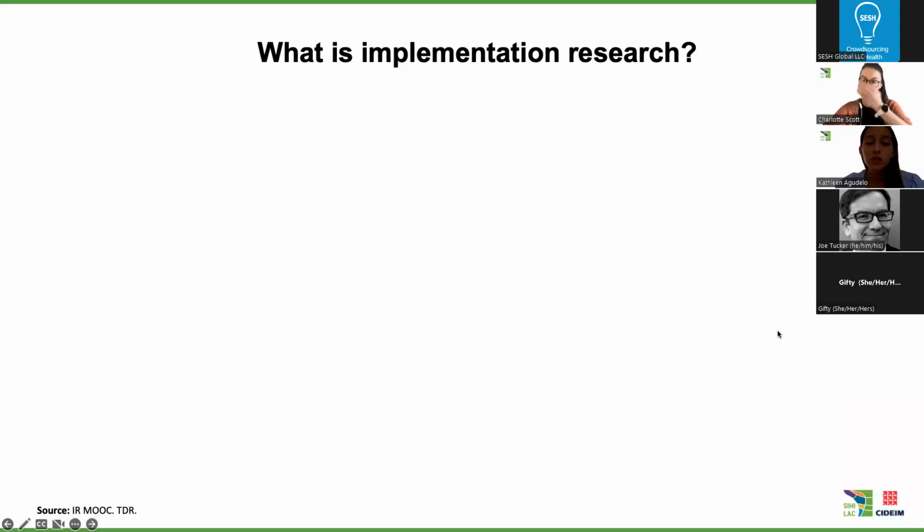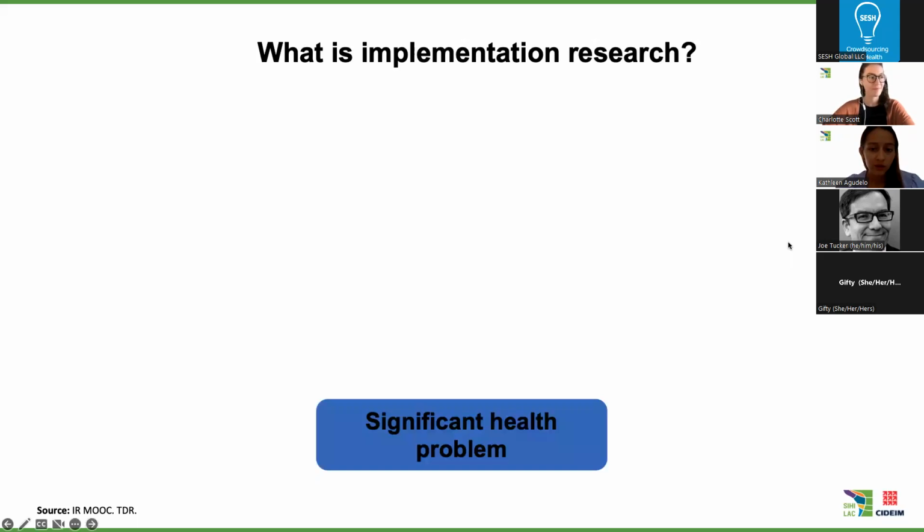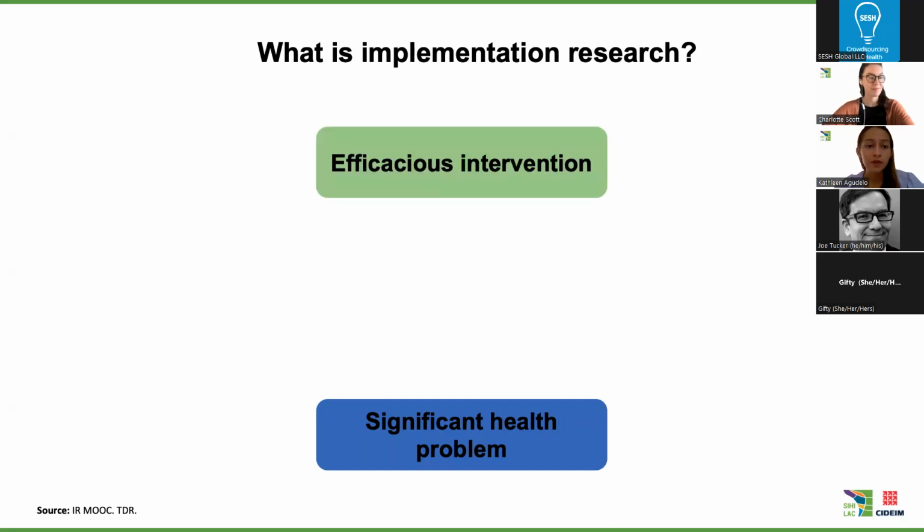So now we're going to see a more graphic explanation of what we mentioned before. We always start by identifying the significant health problem. And before that, we identify an evidence-based efficacious intervention. But when we implement that intervention to solve the significant health problem in real life, not under controlled conditions, we're going to find some problems.